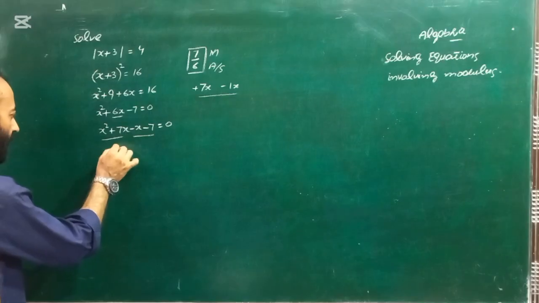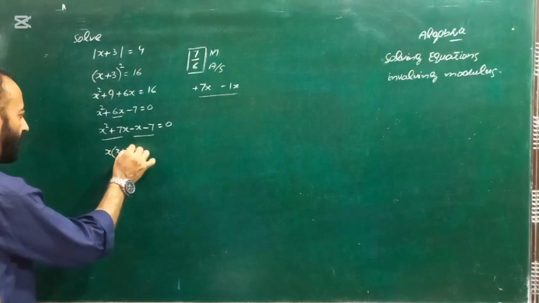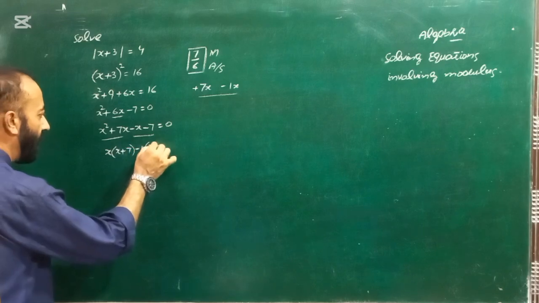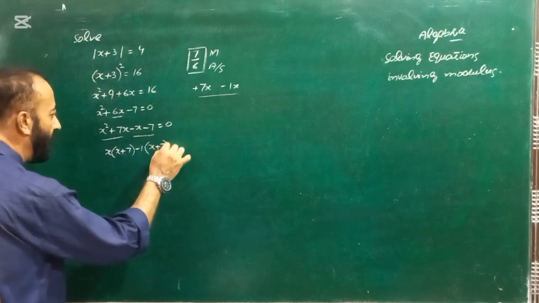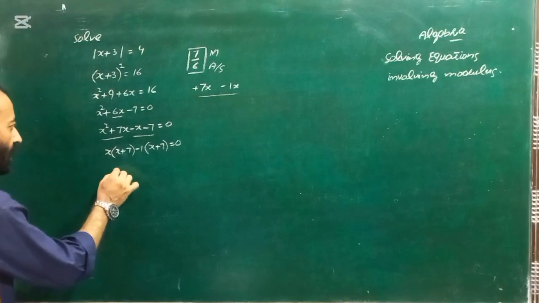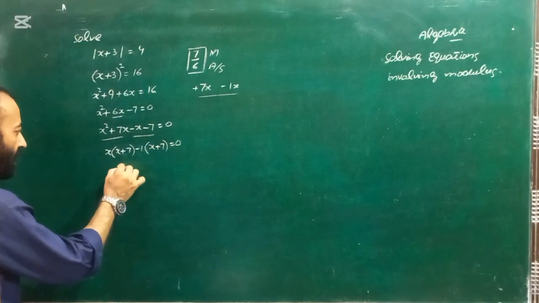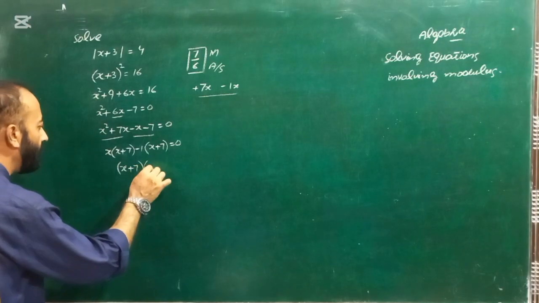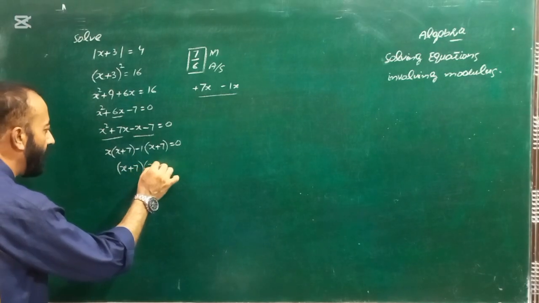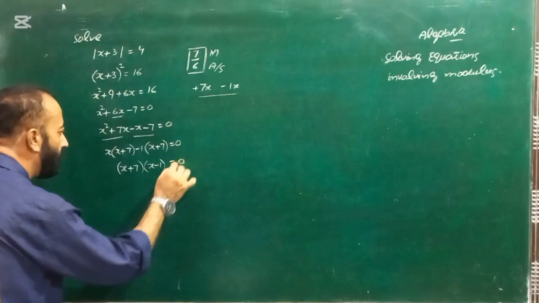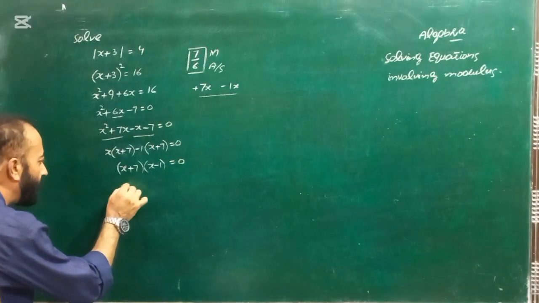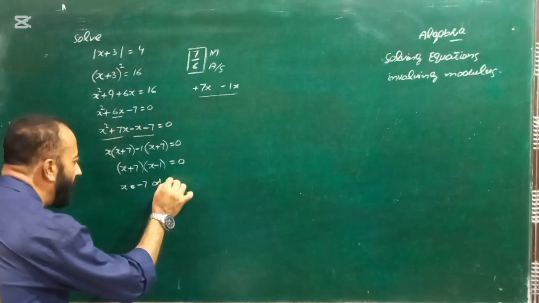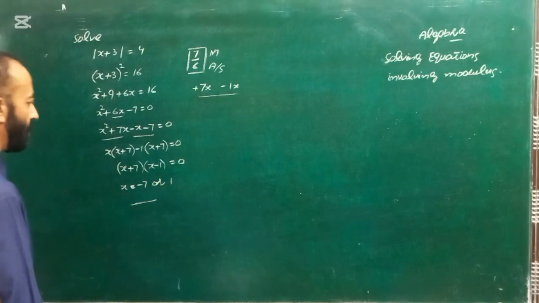From the first pair, x is common, and inside the bracket is x plus 7. From the second pair, minus 1 is common, and inside the bracket will be x plus 7, equal to 0. From here, the same bracket will be written once, and the values outside the brackets will be written in the second bracket. So from here, x is equal to minus 7 or plus 1. So these are the solutions.